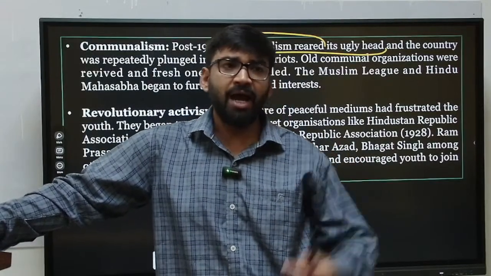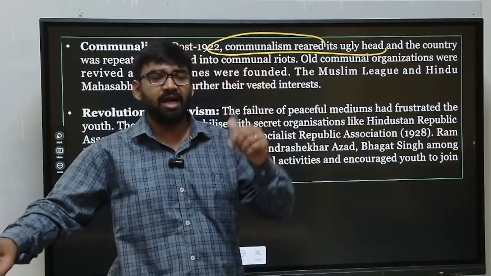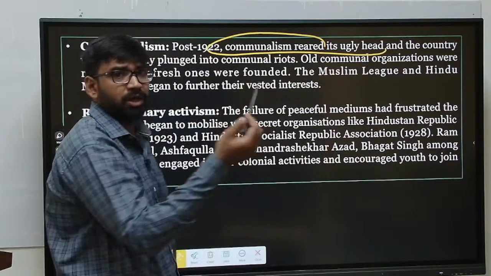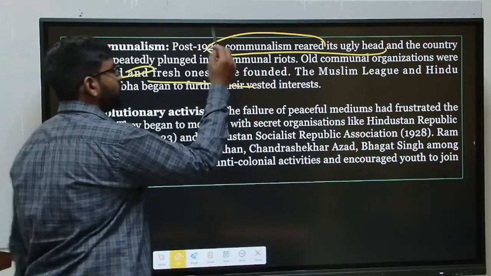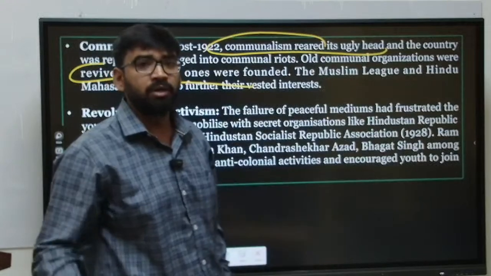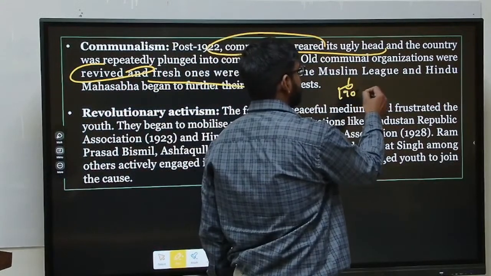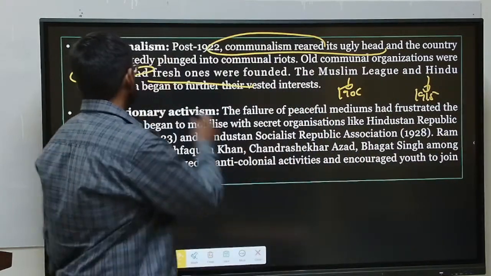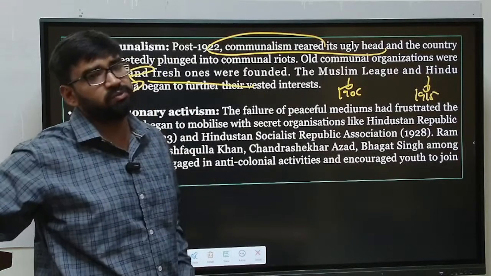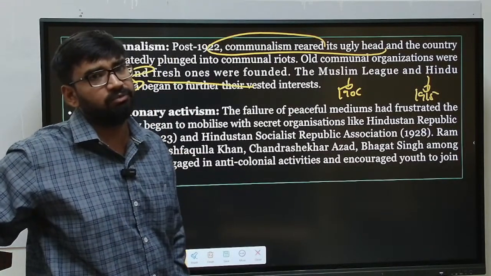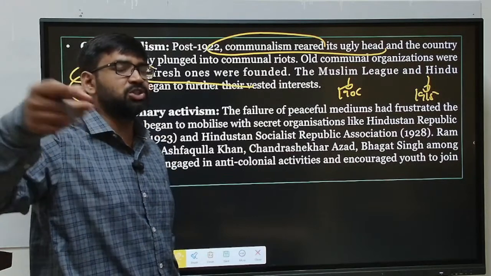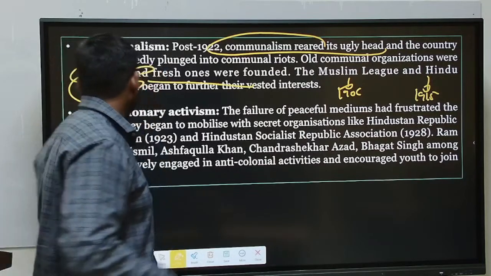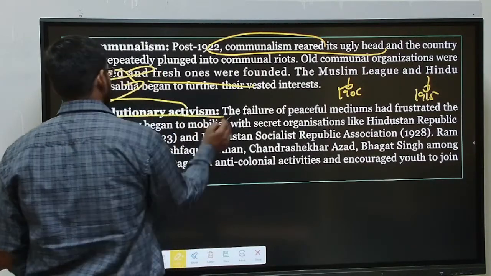Getting my point? And in 1925, birth of RSS. 1915, birth of Hindu Mahasabha. So old communal organizations were revived and fresh ones were founded. Muslim League was founded in 1906, Hindu Mahasabha in 1915 by Madan Mohan Malviya, and after this new organizations were founded, that is RSS in 1925. So a communal tinge came within the Congress and Indian politics. Clear? Then revolutionary activism. Yes.